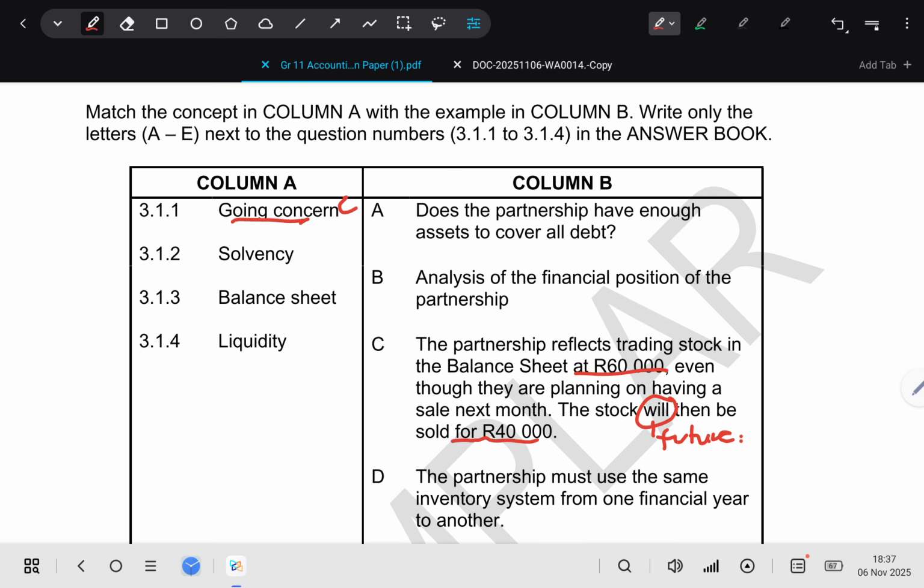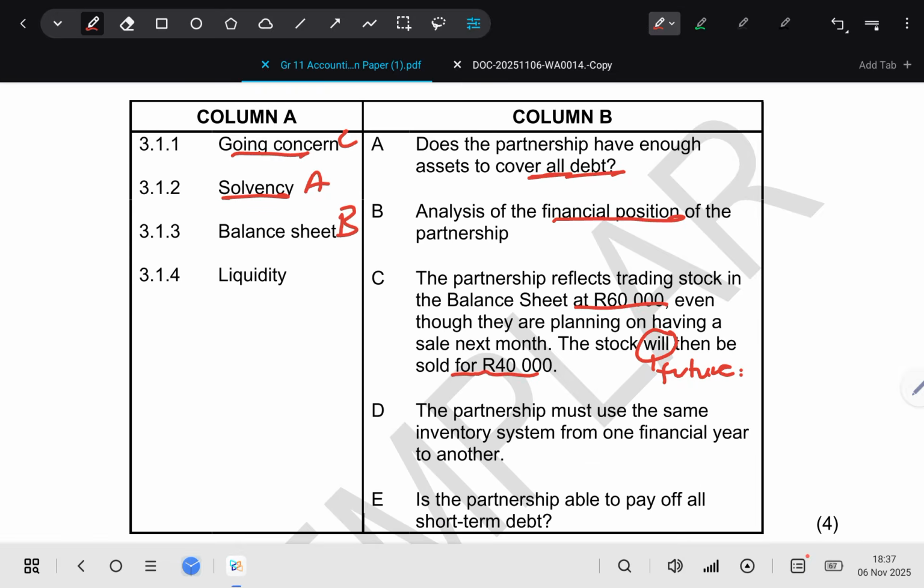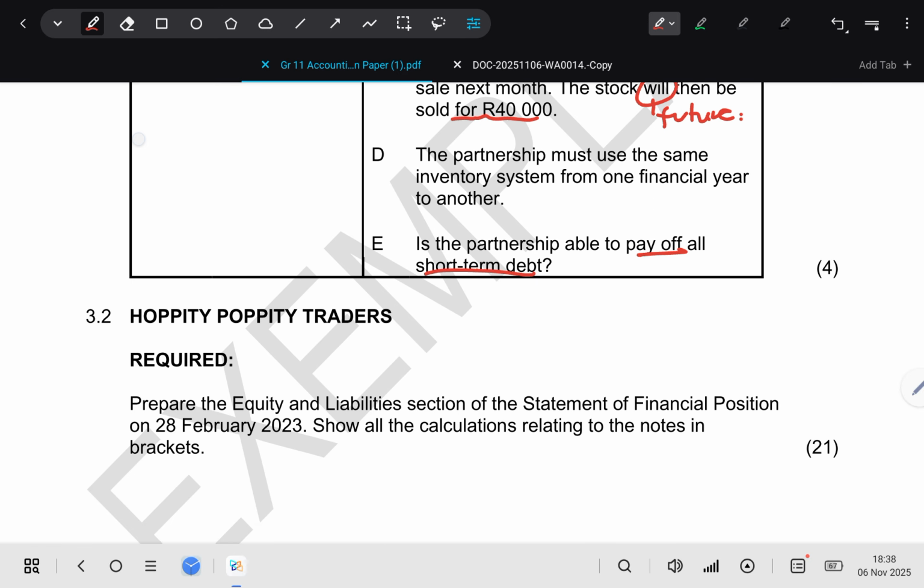Okay. Next, they're saying solvency. Remember, in terms of solvency, we are talking about the ability of the business to cover all its debts. So solvency will be number A. And then the next one, we have 3.1.3, which is balance sheet. Now, in terms of balance sheet, we know it has to speak about the financial position. So it will be number B here. And then next, it's liquidity. We know in terms of liquidity, it speaks about the ability to pay short-term debt. So it will be number E here. So you need to make sure that you master your concepts.